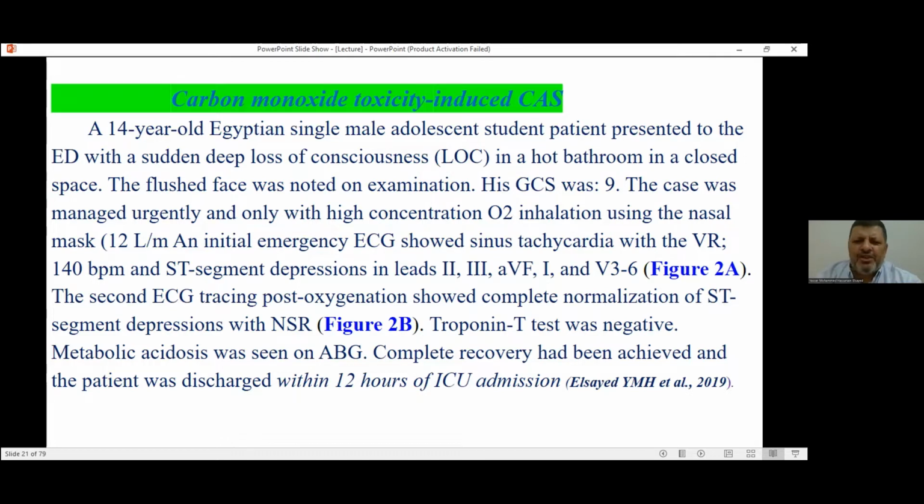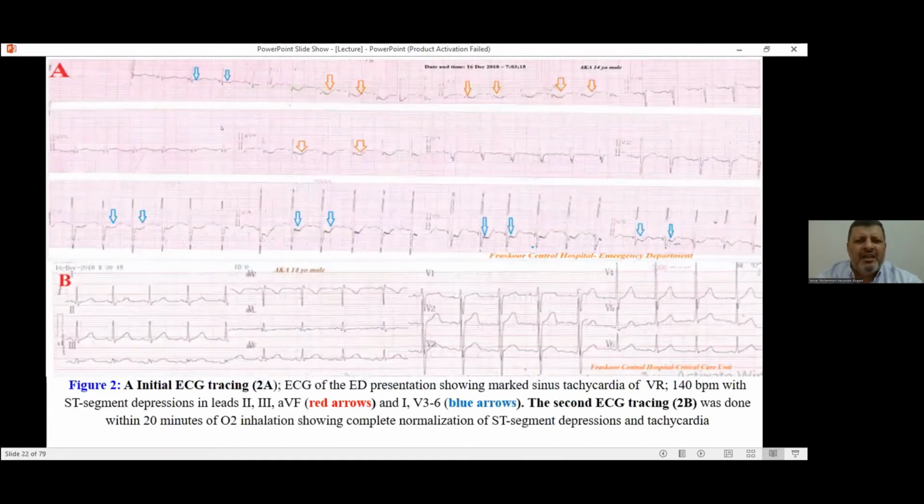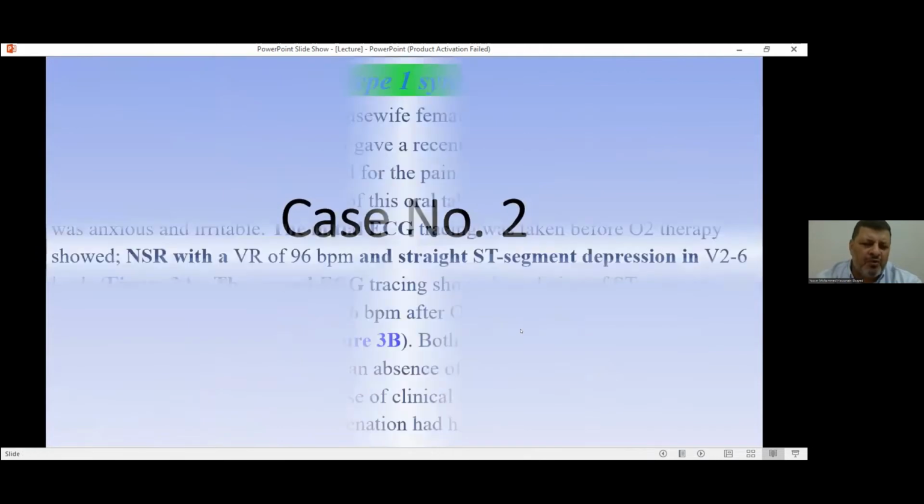An initial emergency ECG, as you see, shows ST segment depression in lead 2, lead aVF, lead 3, aVR also, and also in V1, 2, 3, 4, 5, 6. Widespread ST segment depression. This is before oxygenation. Within 20 minutes of oxygenation, as you see, tracing B shows complete normalization of ST segment depressions.